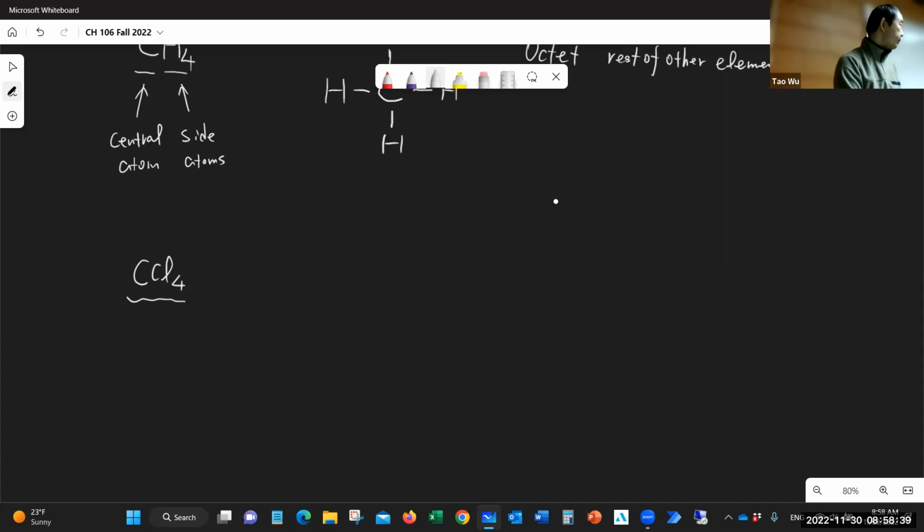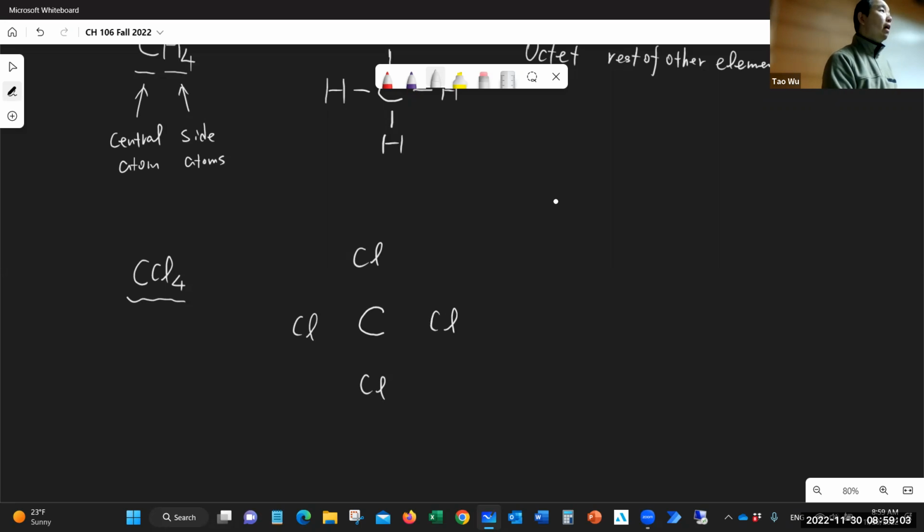CCl4, that's a Freon. If you want to draw the Lewis structure for CCl4, again, carbon here is the central atom and chlorine is a side atom. So you put the carbon in the middle and the chlorine on the side. That is the structure.